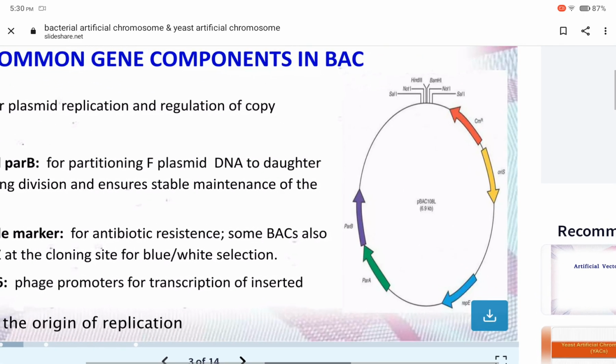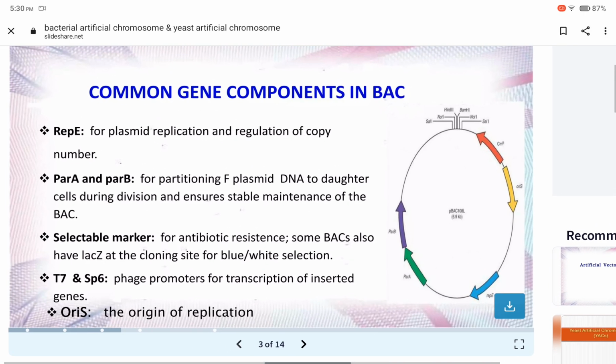Okay, so you can see all these sites here, like the origin of replication. Now RepE, which regulates the copy number, like how many copies of this plasmid or this bacterial artificial chromosome will form. And now we have ParA and ParB, which help ensure the partitioning when the cell is dividing. It ensures the maintenance of the BAC by partitioning of plasmid DNA.